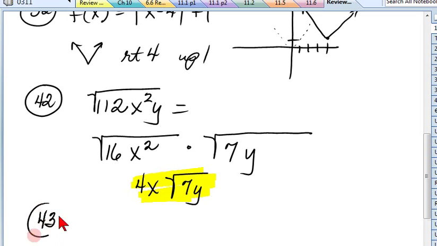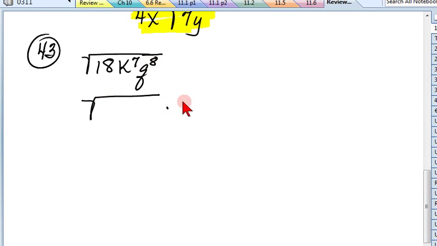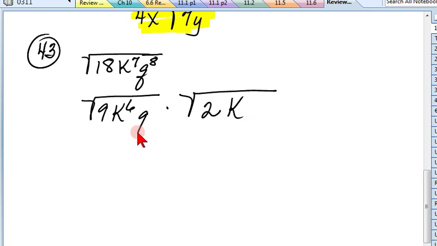43. I'm still supposed to simplify, and I start with 18 k to the 7th q to the 8th. Perfect square, non-perfect square. 18, how will you factor it? 9 times 2. What about k to the 7th? Keep k to the 6th and send a single k back here. What about q to the 8th? All of it. It's a perfect square because its exponent is even.